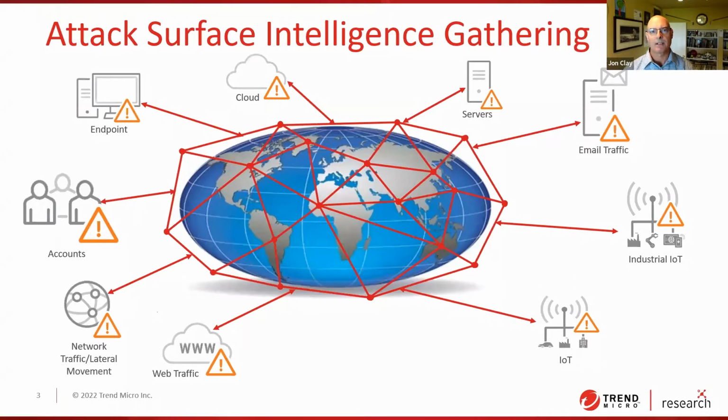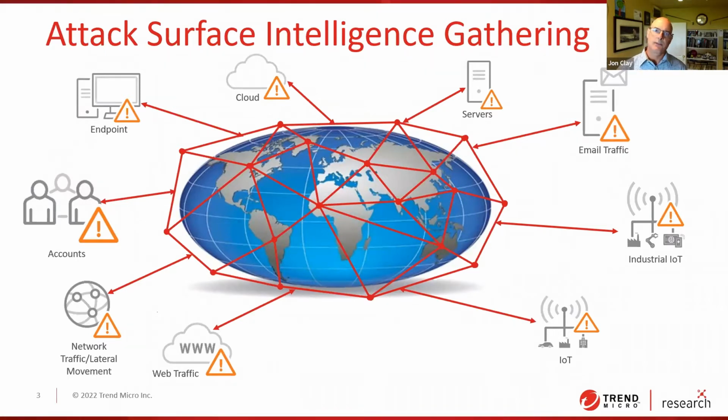So Trend Micro, obviously, we gather a ton of attack surface intelligence. This comes from many different areas around the world. If you look at the different solutions that we have out there protecting our customers, we've got endpoint products, cloud products, products running at the servers, products looking at email traffic, even at the IoT level, whether it's consumer IoT or industrial IoT. We've got web traffic data that we look at, network traffic, lateral movement traffic, even accounts now we're looking at, because of the credential theft issue that organizations are having.